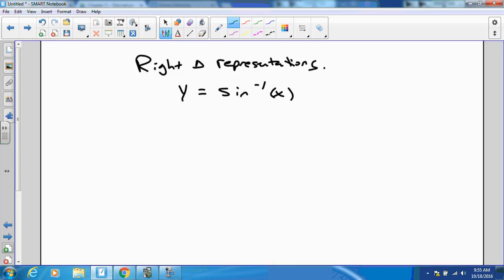Now let's take y equals inverse sine of x as an example of this.